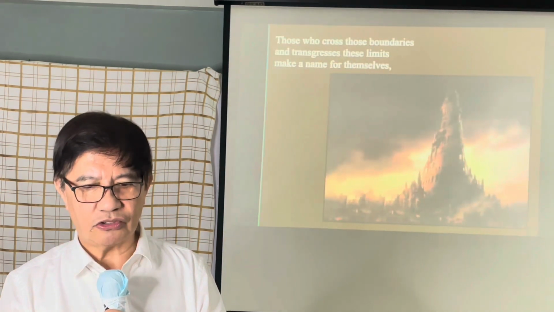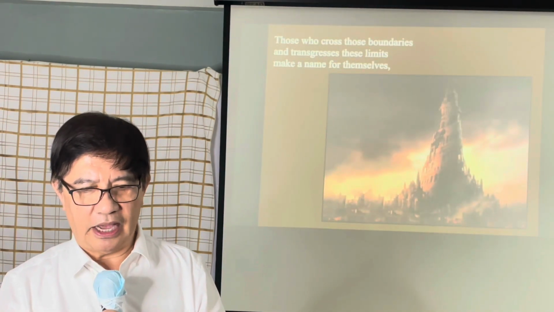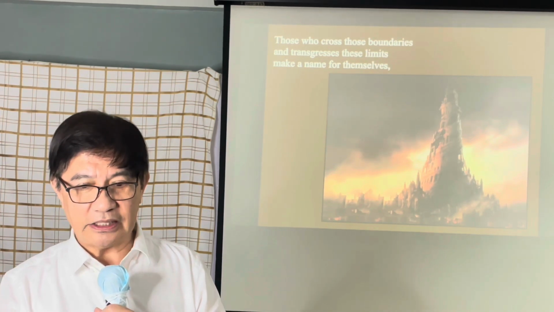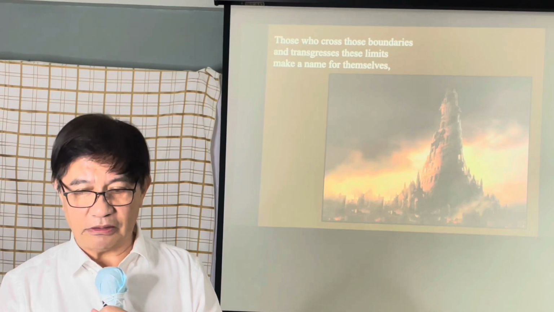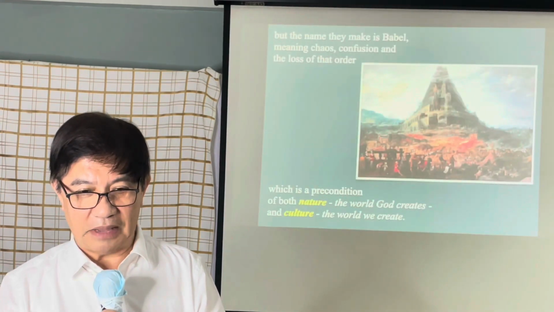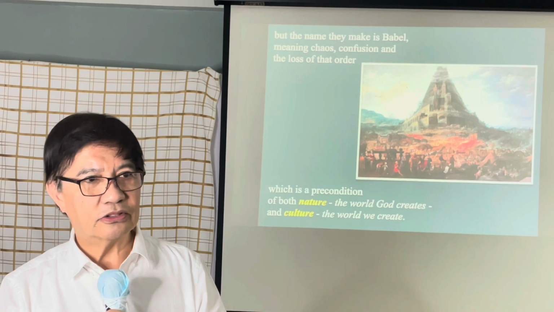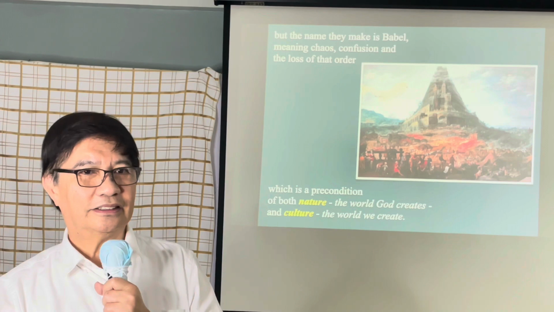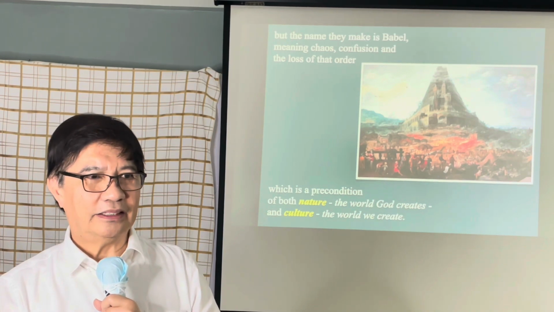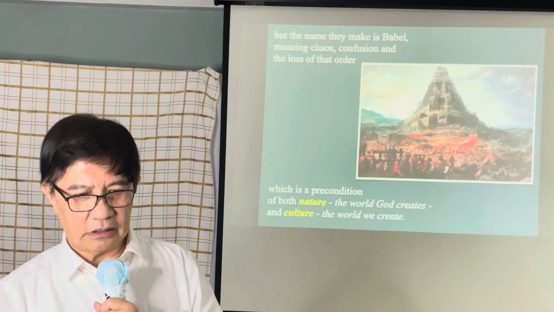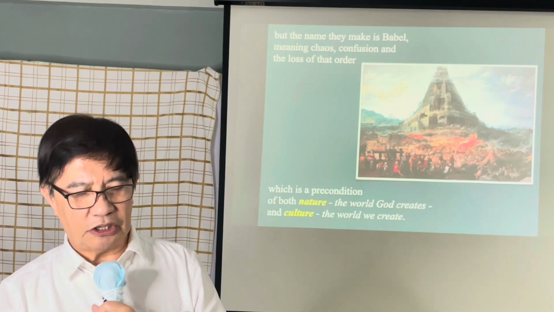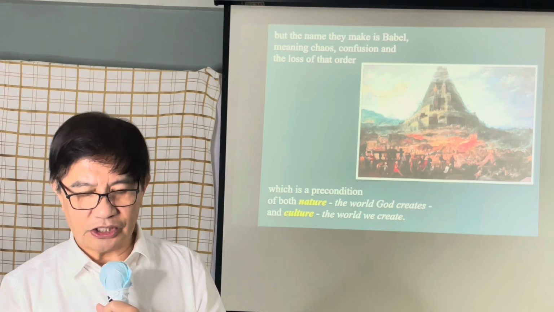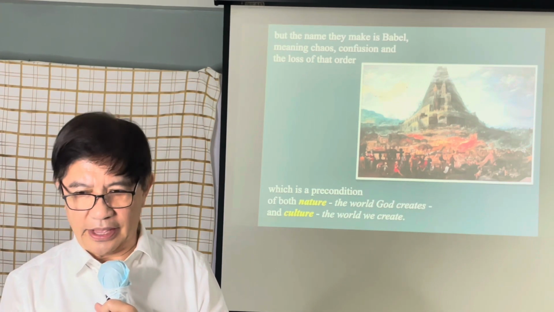And those who cross those boundaries and transgress these limits make a name for themselves. And what is the name they made for themselves? Crossing boundaries? Babel, meaning chaos, confusion, and loss of that order. That's why it's called Babel. They transgressed and saw chaos, which is a precondition of both nature, the world God creates, and culture, the world we create.